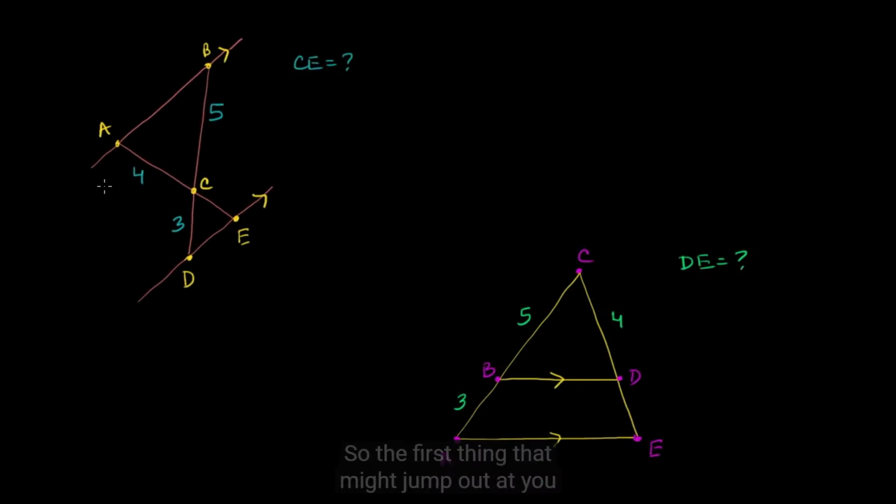So the first thing that might jump out at you is that this angle and this angle are vertical angles, so they are going to be congruent. The other thing that might jump out at you is that angle CDE is an alternate interior angle with CBA. So we have this transversal right over here, and these are alternate interior angles, and they are going to be congruent. Or you could say that if you continue this transversal, you would have a corresponding angle with CDE right up here, and that this one's just vertical. Either way, this angle and this angle are going to be congruent.